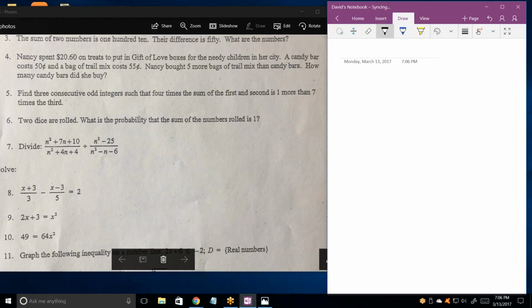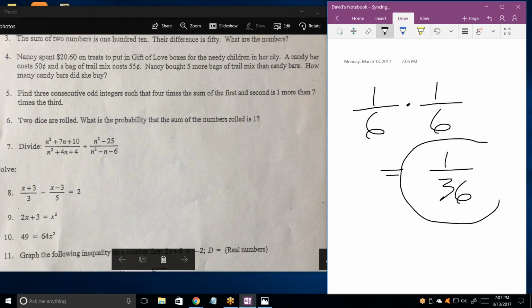1/6. Well, that's the probability that one dice will come up on 1. But I also need the second dice to come up on 1, which is also 1/6. So since I need both of them to be on 1, I multiply the probabilities together and I get 1 over 36. That's the only way that 2 dice both come up on 1. And that's what you would need if their sum has to equal 2.